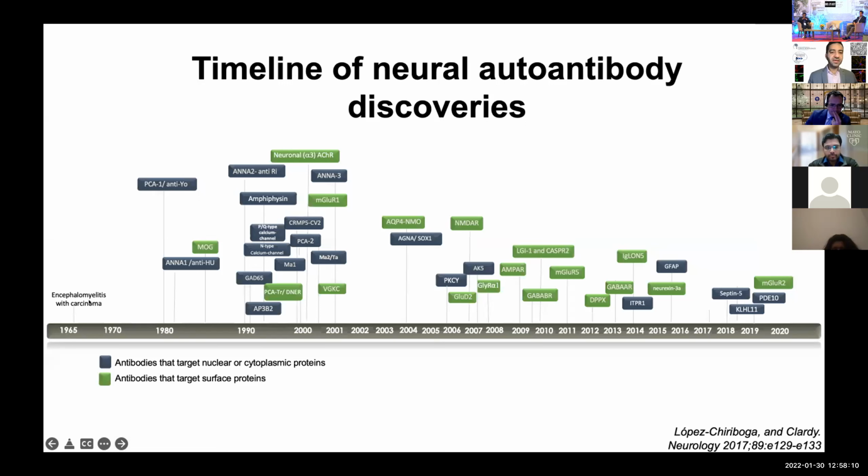And you've seen a similar timeline before, but just to emphasize this surge of green on the right and blue more on the left. I haven't included everything, but there's been a marked flurry in the number of surface protein targets that have been detected over the last few years.